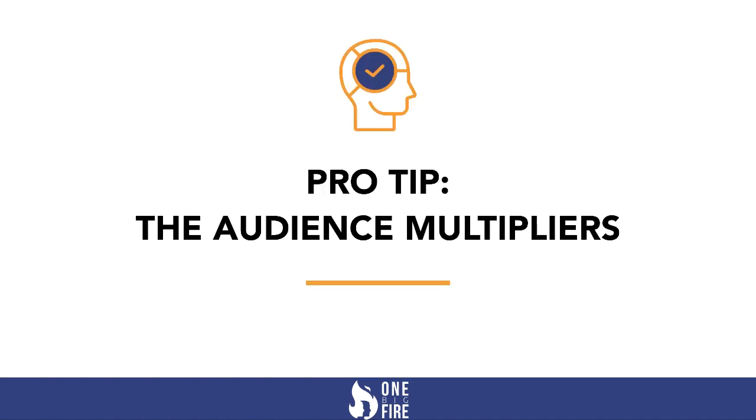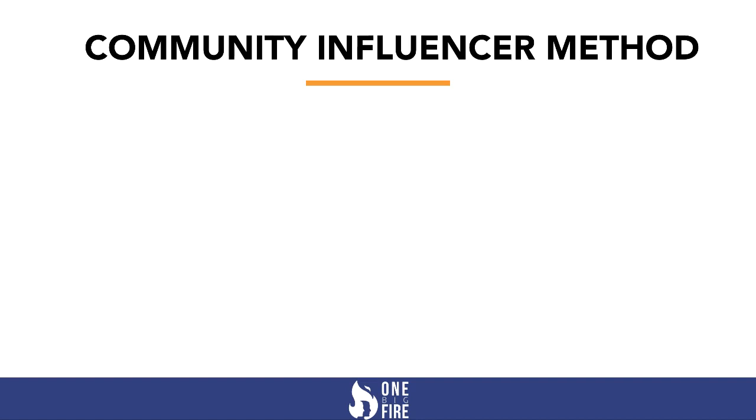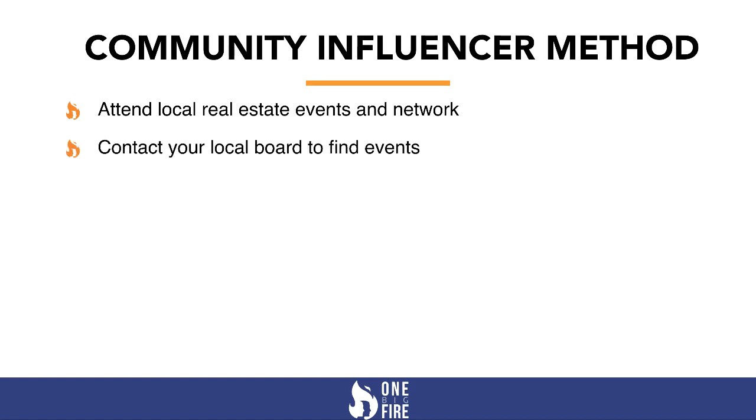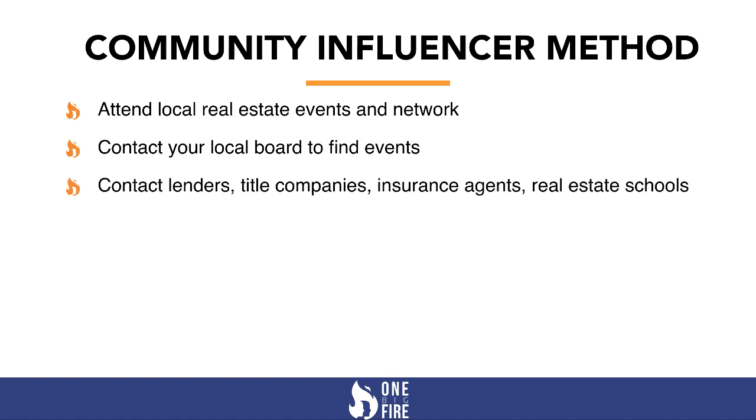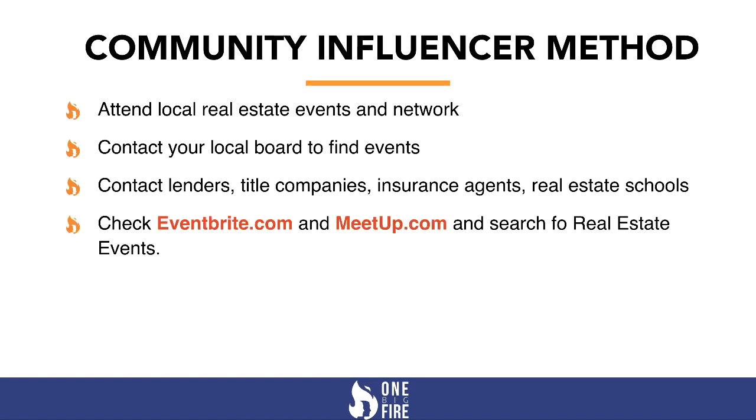Now, here's a pro tip. This is what we call the audience multiplier, and we refer to it as the community influencer method. Start attending all your local real estate events and networks. Contact your local board and find out what upcoming events they have. These are places agents are going to be hanging out. Also, don't forget, contact your lender, your title company, insurance agents, real estate schools. Go into Eventbrite or meetup.com and search upcoming real estate events. You're wanting to find agents and you're wanting to network with them.